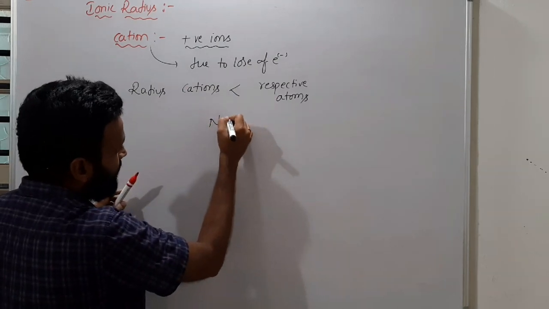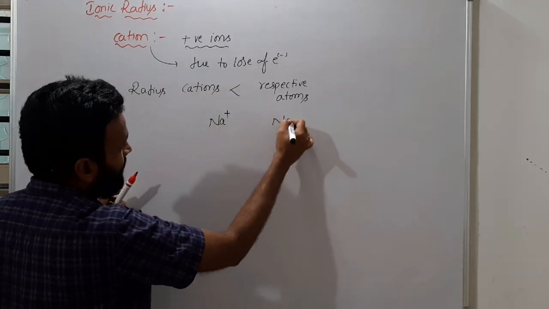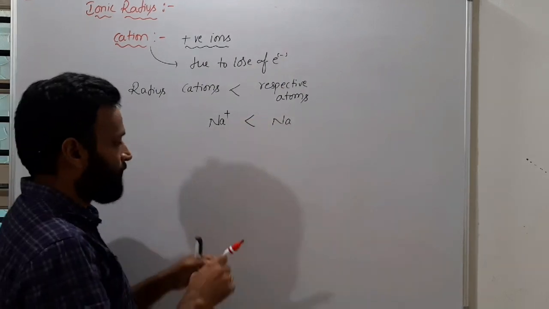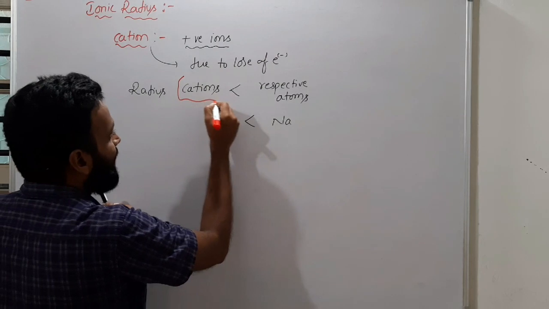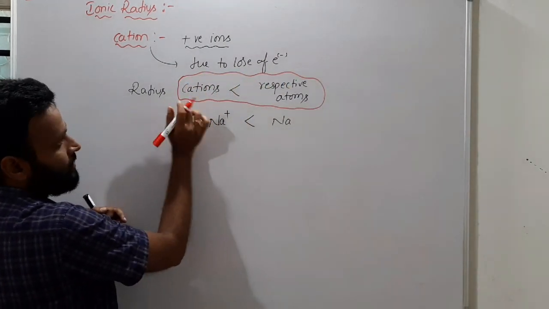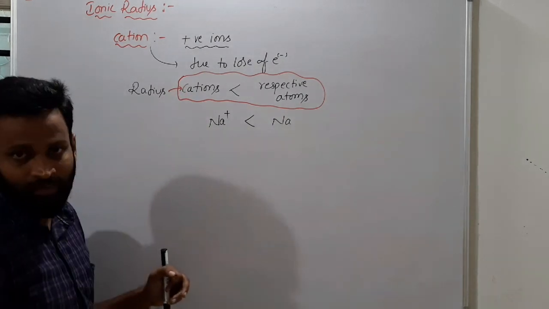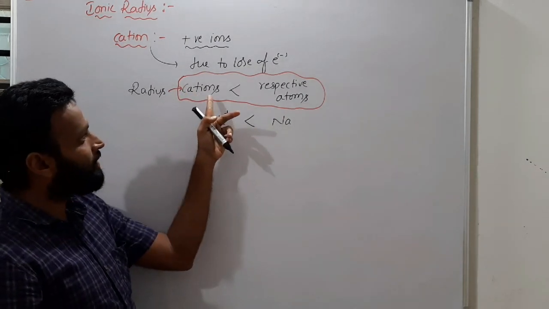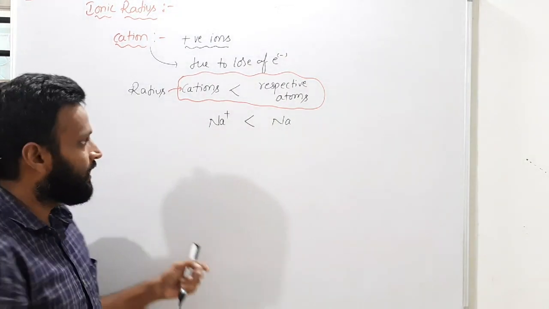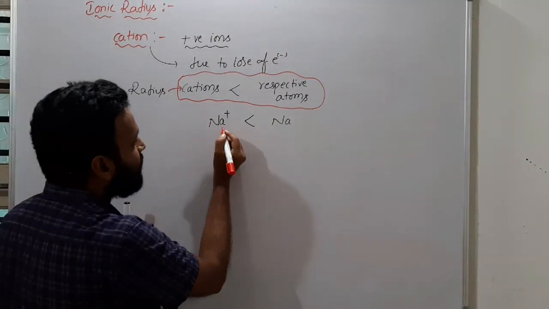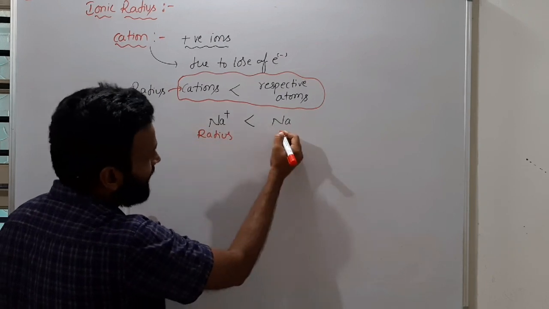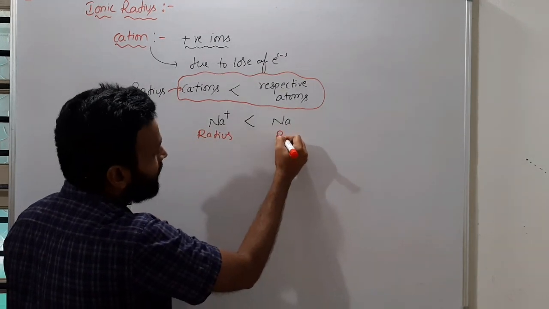Suppose Na+ and Na. So Na+ has a smaller radius than Na. This is very, very important. Cations have less radius. The radius of cations is always less than their respective atoms. Na+ radius is less than sodium radius.